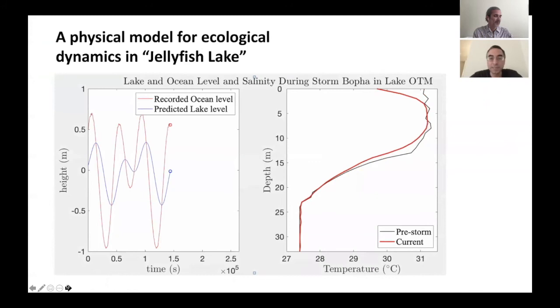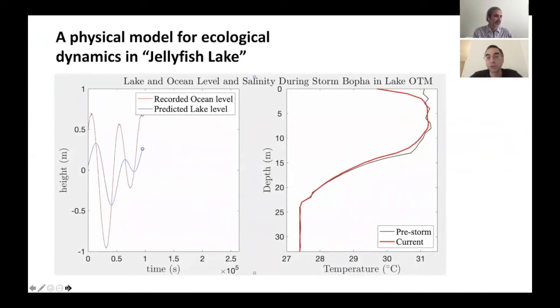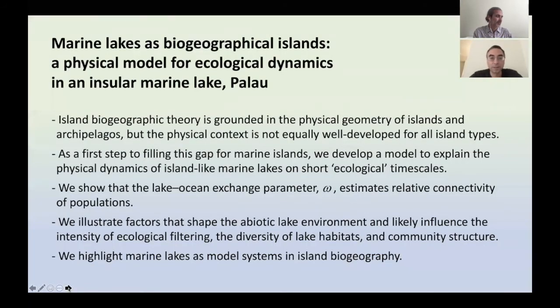Then, based on tidal and weather data, we predict the tunnel content, the dynamics of the lake level, which are shown on the left here, as well as the salinity profile and the temperature profile shown on the right. Thus, our study illustrates how lake geometry and weather influence habitat structure on ecological timescales. This in turn likely influences biodiversity dynamics spatially and temporally, including over longer timescales.